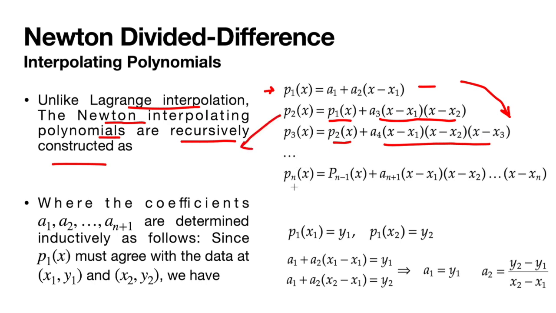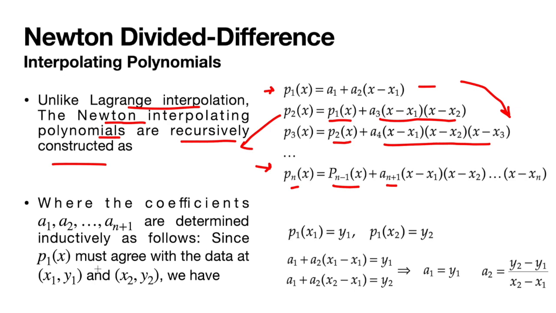In general, the nth order Newton divided difference polynomial can be represented by Pn minus 1 plus one more term, which is the n plus 1 coefficient. So if it is nth order, there is one addition in the coefficients. For example, if it is first order, we have two coefficients, a1 and a2. Similarly, for P2, the second order, we have 3. So there is one addition to the coefficients per degree of the polynomial.